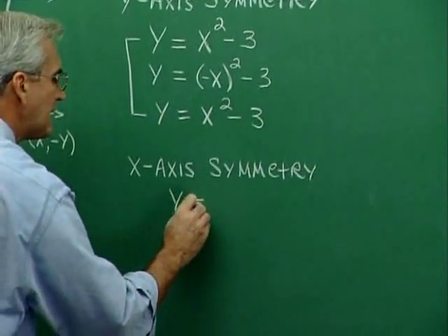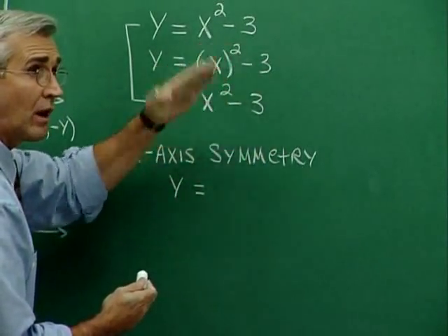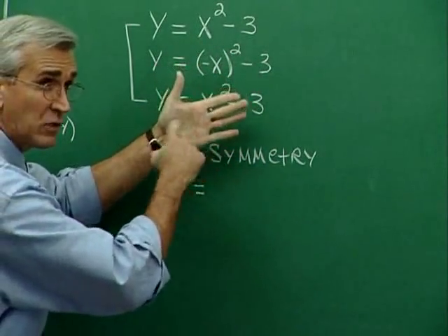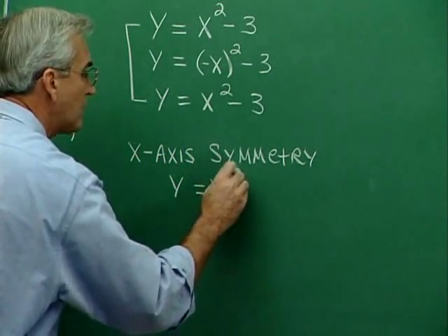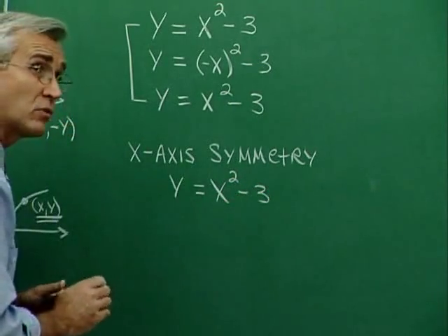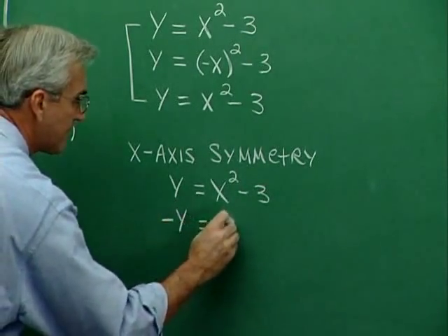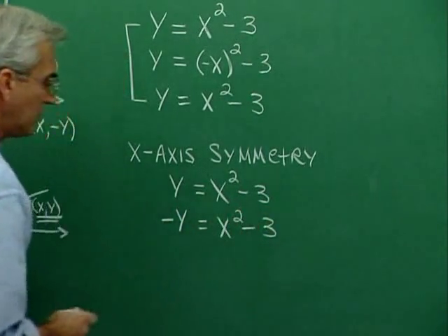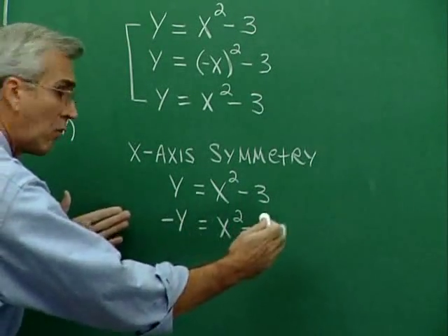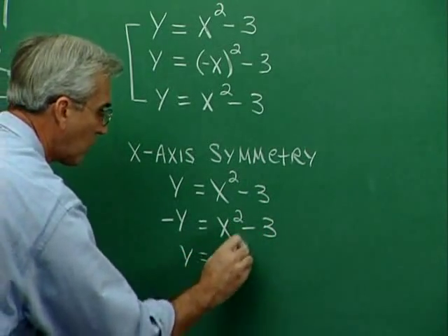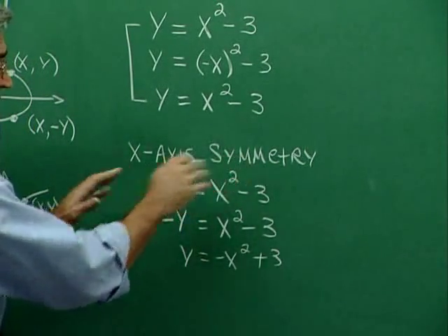Well, let's see. That was the idea, that folding in the x-axis. That was where that xy point becomes x, negative y. So it is the case that if we have this kind of symmetry, then y can be replaced with negative y, and we'll have an equivalent equation. So replace y with negative y. And do we have an equivalent equation? Can we manipulate to an equivalent equation? Well, if we multiplied through by negative 1, we would have y equals negative x squared plus 3. Are these the same thing? No. Therefore, we don't have x-axis symmetry.